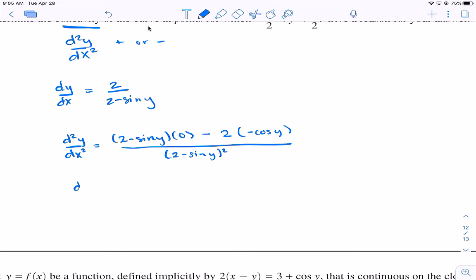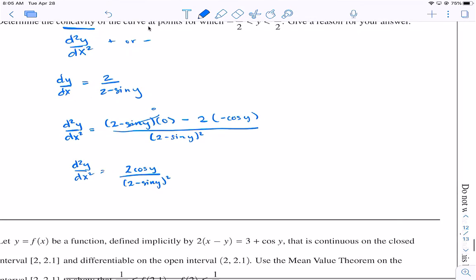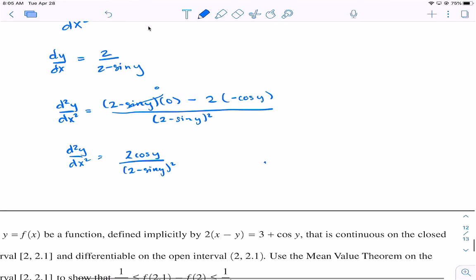So on top, when I simplify, anything times 0 is 0. So this product is 0. A negative times a negative is positive, so I'd have 2 cosine of y on top. It's now positive, and the denominator is 2 minus sine of y squared. So our goal is to decide if this is positive or negative. So I want to think about whether cosine at y or sine at y is positive or negative. So cosine at y, keeping in mind y is only in between negative pi halves and positive pi halves.